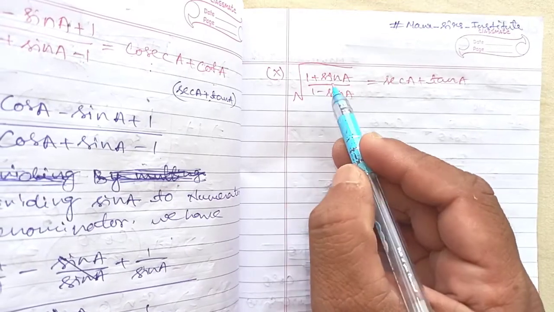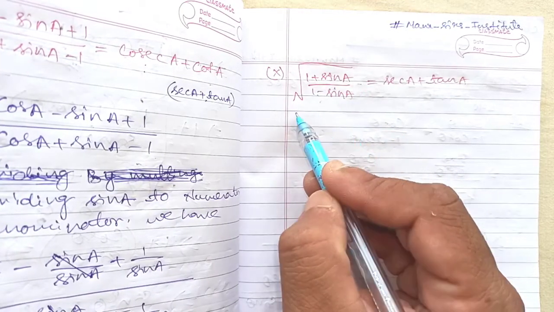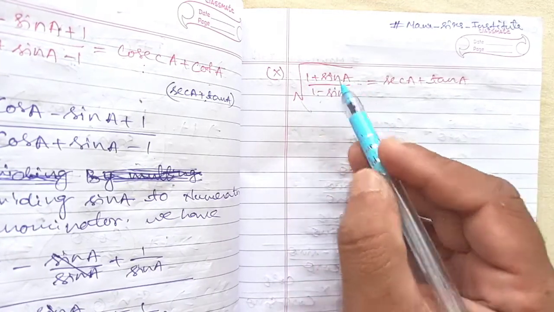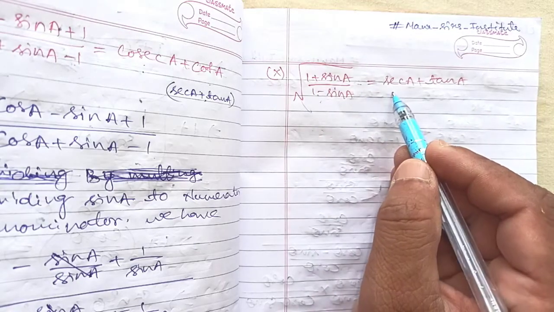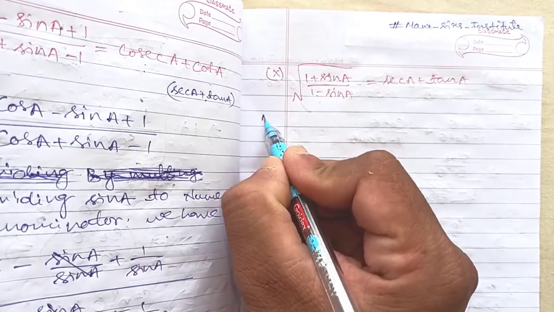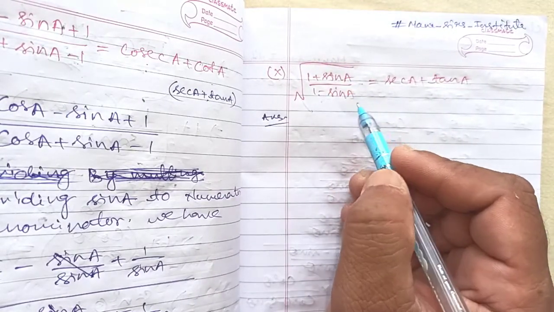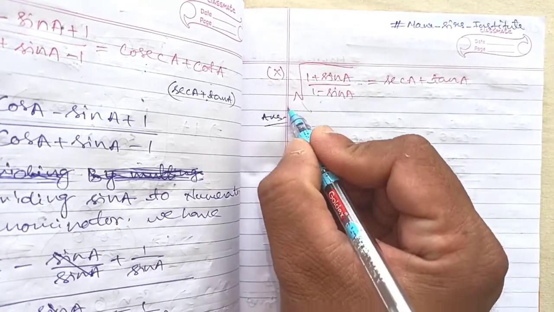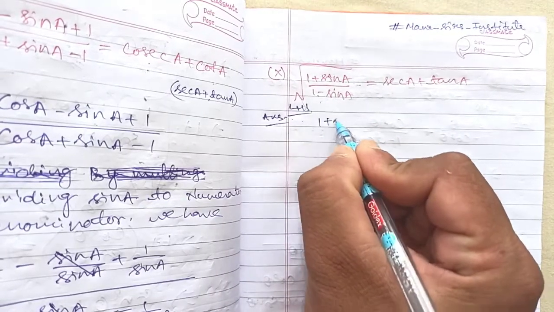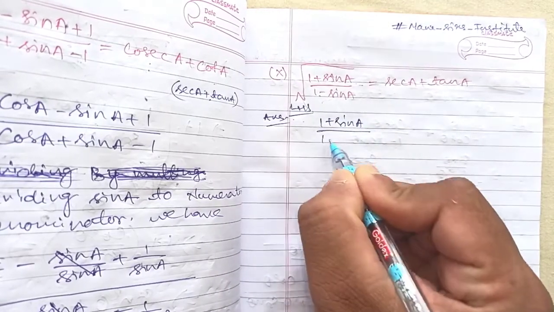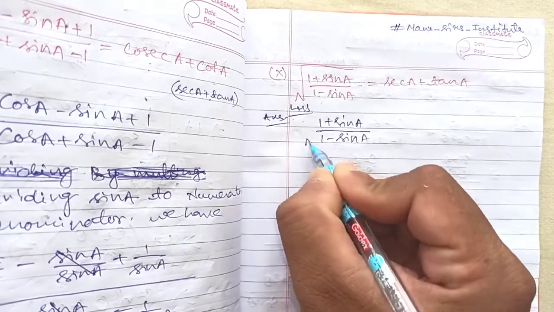In question number 10 it is given: square root of (1 plus sin a divided by 1 minus sin a) equals sec a plus tan a. For this type of question, you select the LHS because the numerator and denominator are there and it is very easy to solve. So I will take the LHS: square root of (1 plus sin a divided by 1 minus sin a).